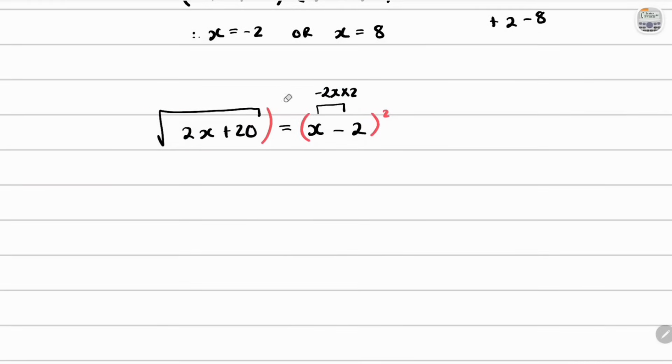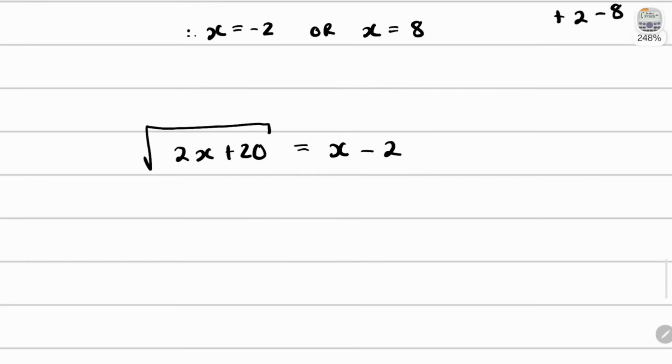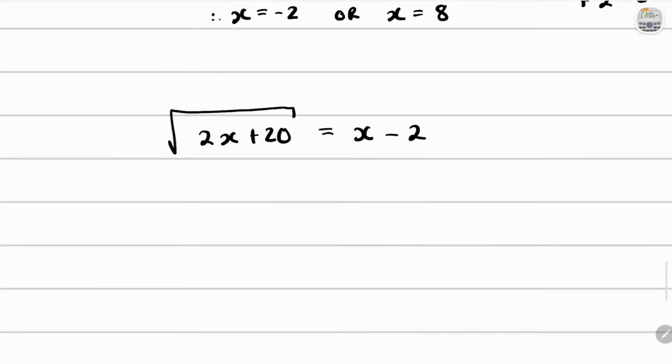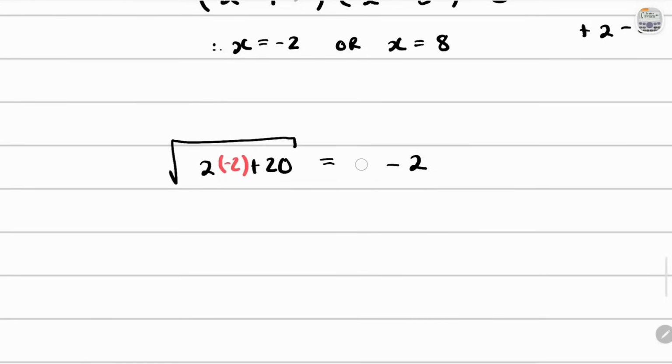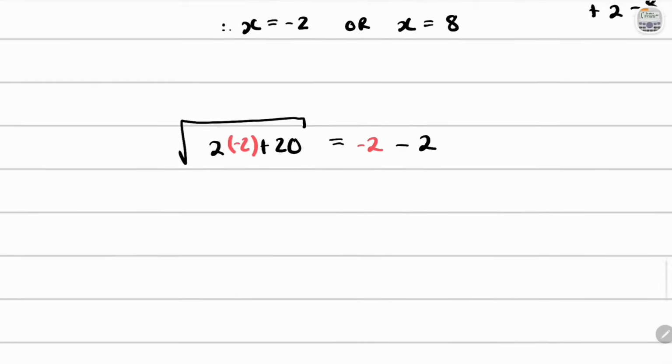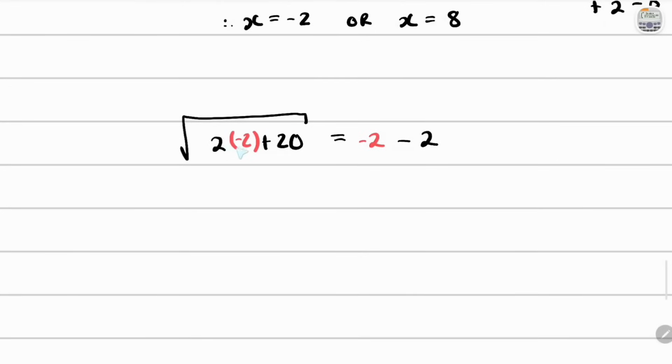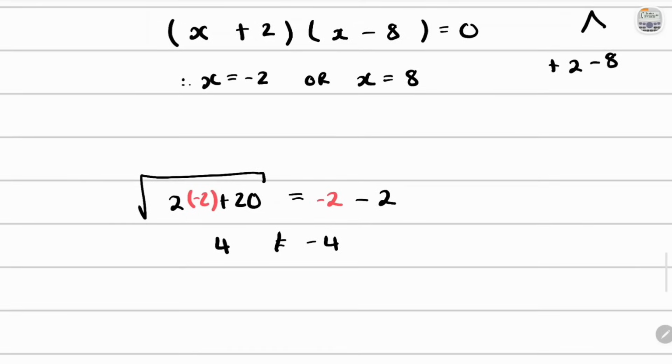So we'll remove these. And we're going to substitute x into this equation. We need to ensure that the left-hand side is equal to the right-hand side. So in place of x, let's try negative 2 to see if this is our solution. If we multiply these two, they give us negative 4. 20 minus 4 is 16. The square root of 16 is 4. But negative 2 minus 2 is negative 4. These are not the same number. So the left is not equal to the right, meaning x is not equal to negative 2.